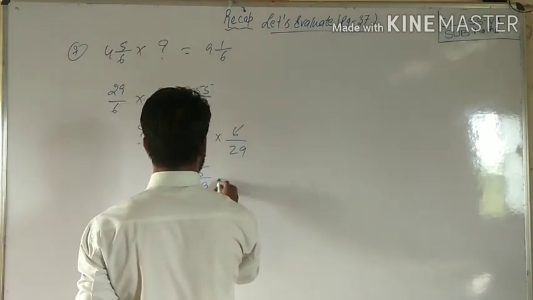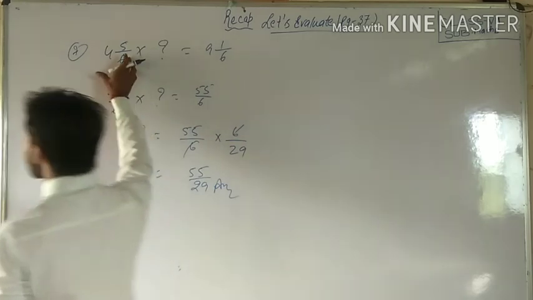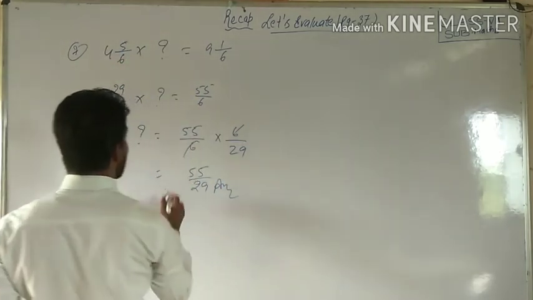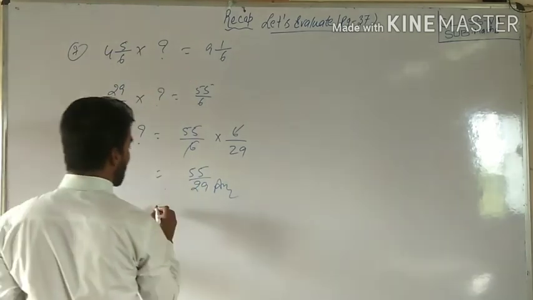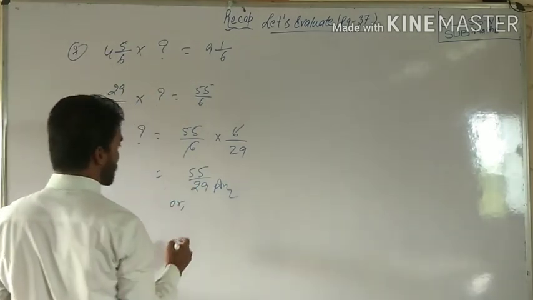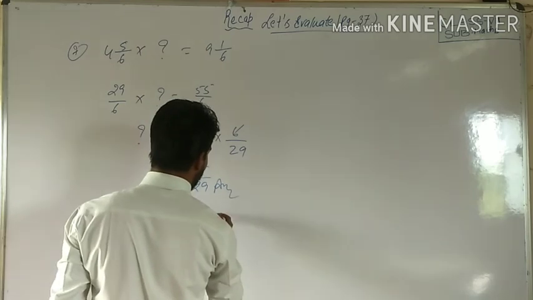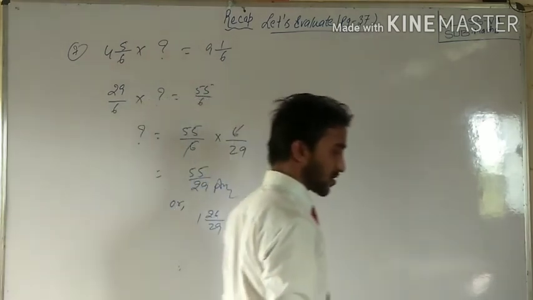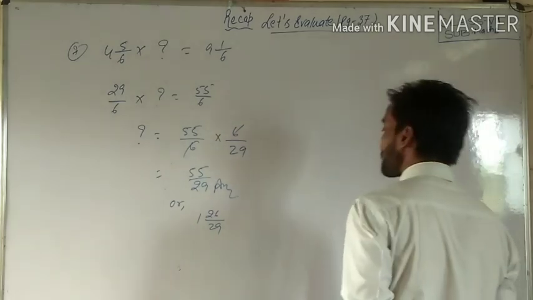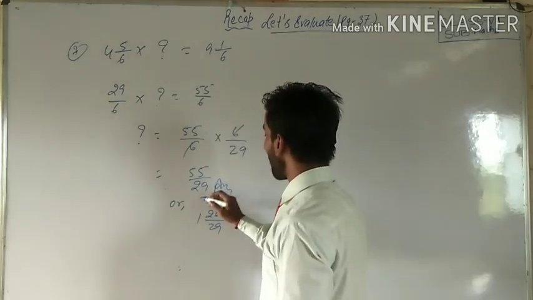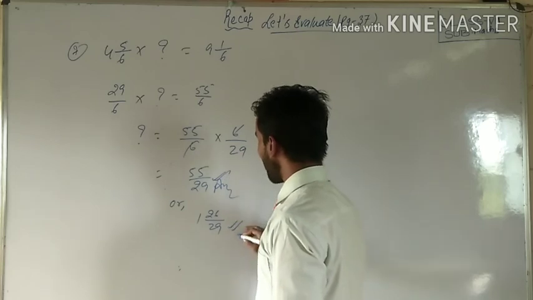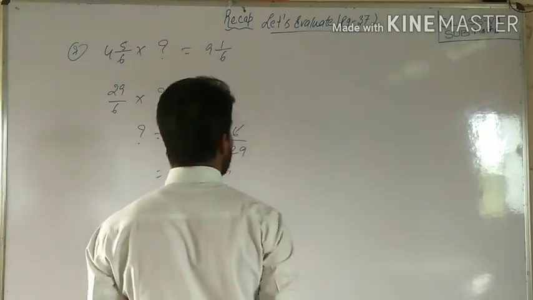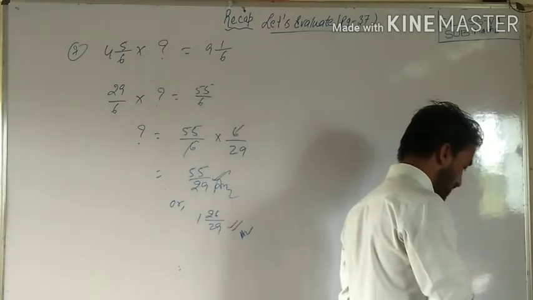What will happen? 55 by 29. It means when the given fraction 4 fraction 5 by 6 is multiplied by 55 by 29, the answer will be this. We can write it in mixed fraction also: 1 and 26 by 29. 26 or 25? Students, 26. It means we can write either this one or this one. This is the simple fraction, this is the mixed fraction. Okay students, I think you have understood.